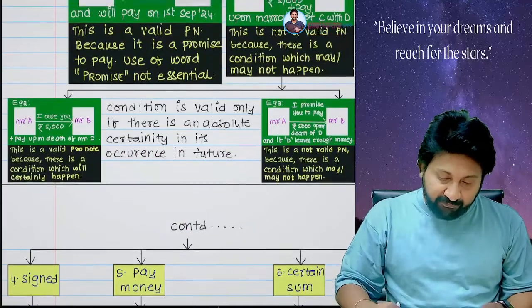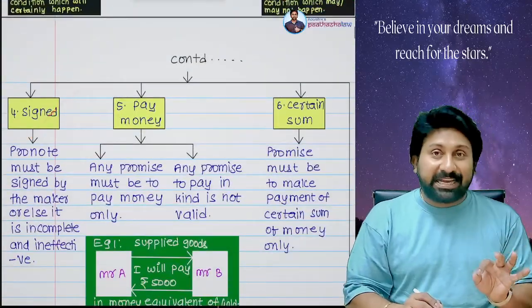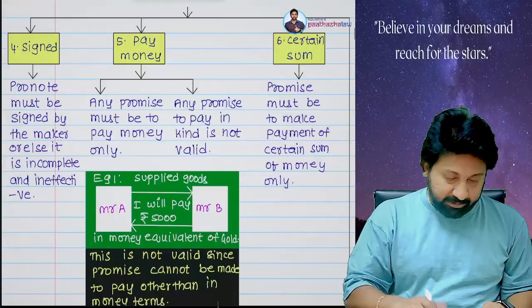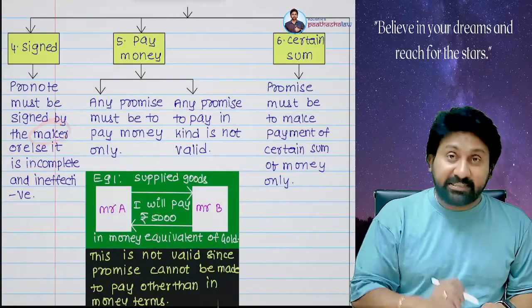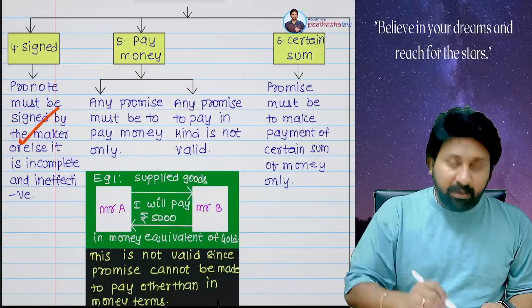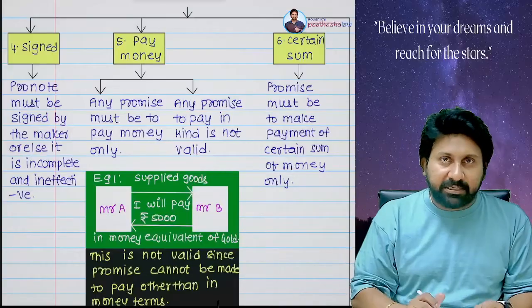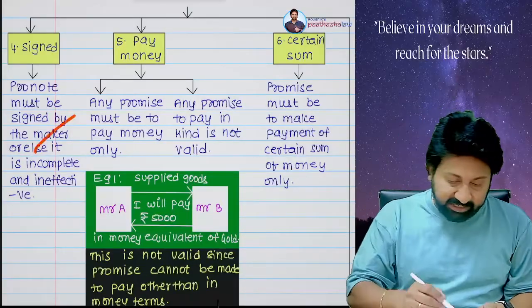Next one. After that, signed. It should be signed by both the parties. Okay, it should be signed by both the parties. Generally, it should be signed by the maker. Lastly, acceptance will be signed by the other person, but mainly the maker's signature is most important.